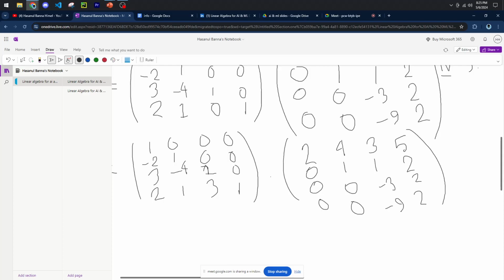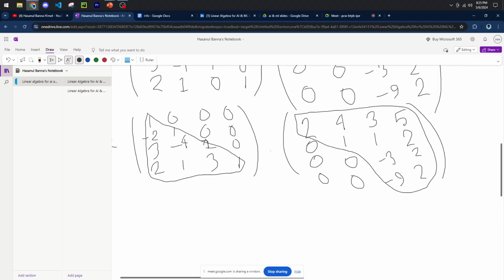Here we can see our this part has become the lower triangular matrix, and in this part, this part has become the upper triangular matrix. So yeah, this part is called the L, or the lower triangular matrix, and this part is called U, or upper triangular matrix. Now here comes the twist.